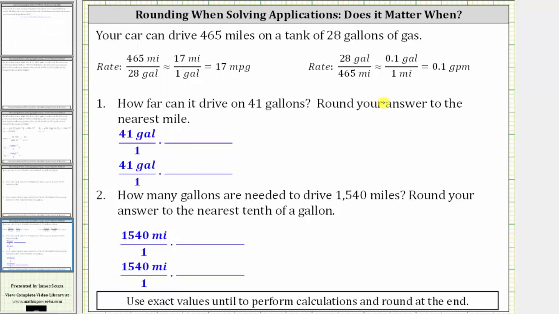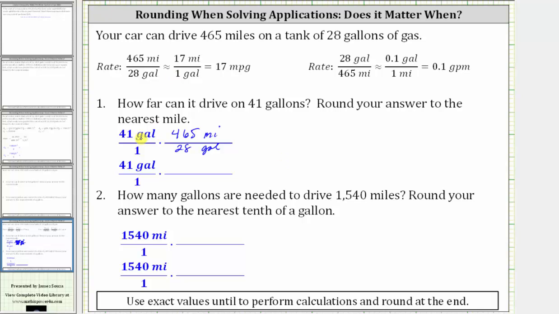And now let's answer the two questions. First, how far can the car drive on 41 gallons? To answer this question, we begin by writing 41 gallons as a fraction with the denominator of 1. Because we want gallons to simplify out, we use the rate with gallons in the denominator, which would be this first rate here. So again, we should use the exact rate of 465 miles per 28 gallons. So again, we multiply by 465 miles over 28 gallons.